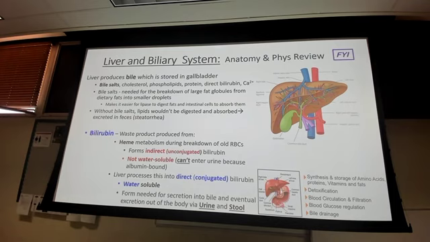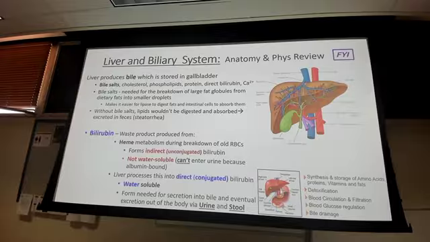There are two different kinds of bilirubin. The one that we get from the breakdown of the red blood cells is called indirect bilirubin. It's also called unconjugated bilirubin. There's two names for this thing. I'm going to try to just stick with indirect. If I say unconjugated, I'm sorry, but it's the same thing.